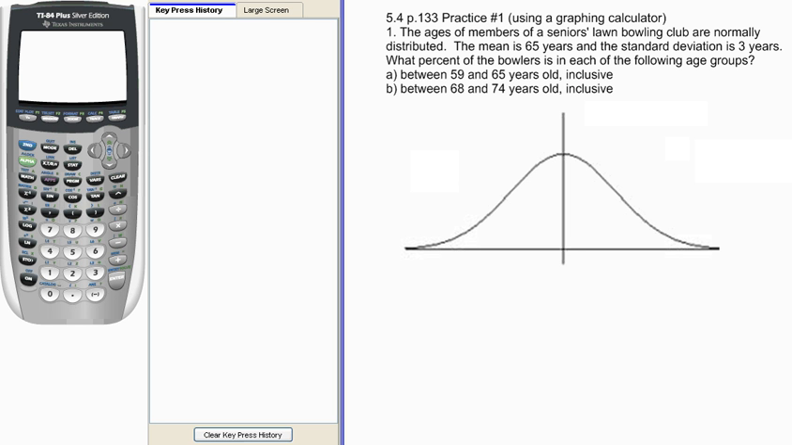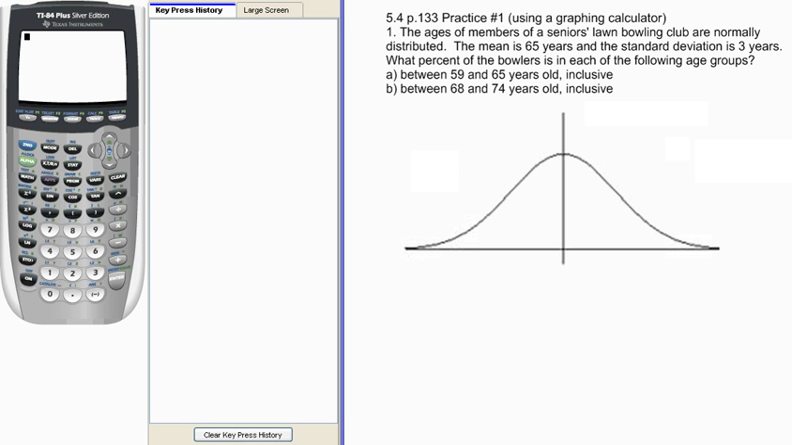Let's look at question number 1 from section 5.4 on page 133. The question asks, the ages of members of a seniors lawn bowling club are normally distributed. The mean is 65 years and the standard deviation is 3 years. What percent of the bowlers is in each of the following age groups? Between 59 and 65 years old, and then between 68 and 74.